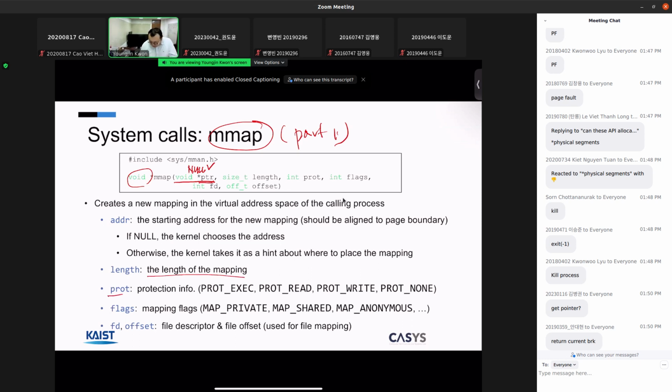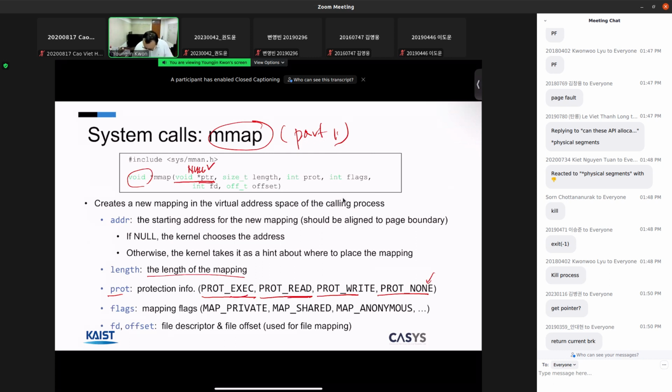Prot is protection, so it's the executable bit, read bit, write bit, and none. No one can access: no read, no write. Why do you need to protect with none? This is for further security. You may have heard about the canary, used to detect buffer overrun. There is an area where a buffer overrun is detected by setting the protection to none, but let's not talk about that. We don't need to care about that. So this is protection: execute bit, read, write.